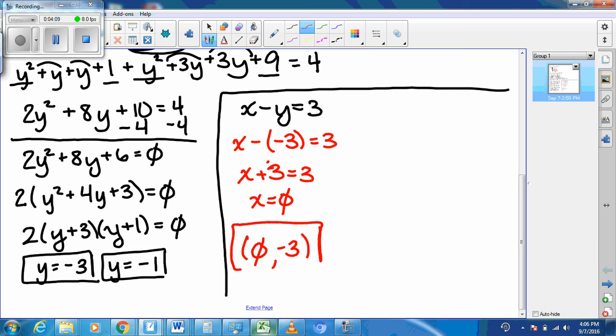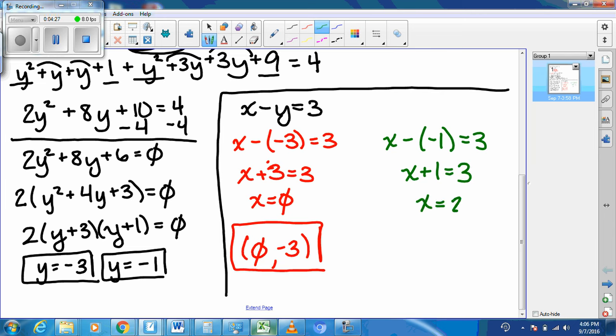Those two go together. We used one to get the other. The other one, I also know that y is equal to negative 1. So when I plug this in, I can say x minus negative 1 is equal to 3. So that is x plus 1 is equal to 3. Therefore, subtract 1 from both sides, x is equal to 2. So the coordinate point for that guy is 2 comma negative 1, x comma y. And there are my two solutions for that.